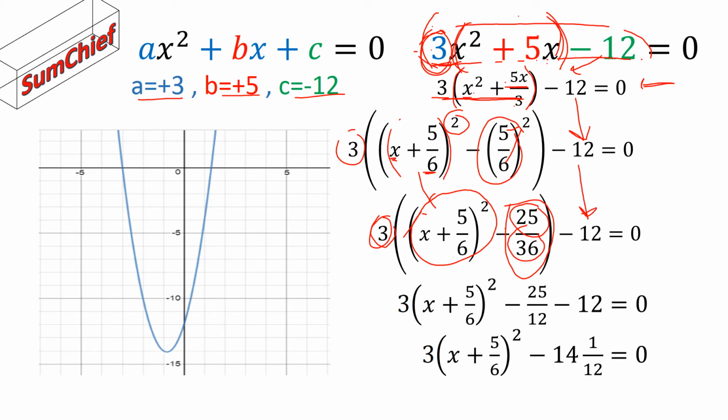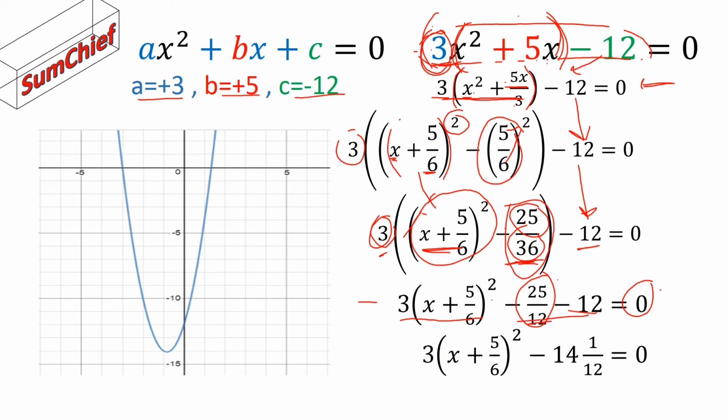So simplifying up a little bit, so now we just want to have the 3 times the x plus 5 over 6. So we've got 3 times x plus 5 over 6 squared, and we'll multiply the 3 by this 25 over 36 to get that into its correct form, so we can merge it with the minus 12. That's what we want to aim for in the next line. So 25 over 36 times 3 is just basically 25 over 12. So then we're left now with 3 times x plus 5 over 6 squared minus 25 over 12 minus 12 equals 0. So let's merge this 25 over 12 and minus 12.